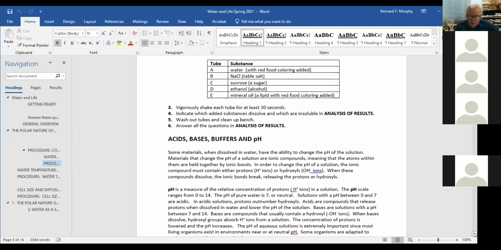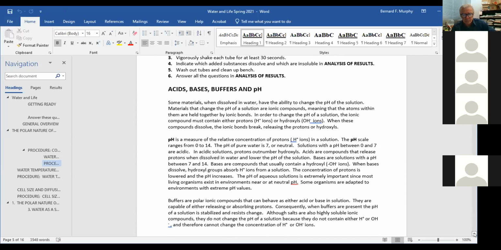Acids, bases, buffers, and pH. Some materials, when dissolved in water, have the ability to change the pH of a solution. Remember, to change the pH of the solution, the ionic compounds must contain either protons, hydrogen ions, or hydroxide, OH ions, because that's what pH measures. pH measures the amount of hydrogen ion in a solution versus the amount of hydroxide ion in a solution.